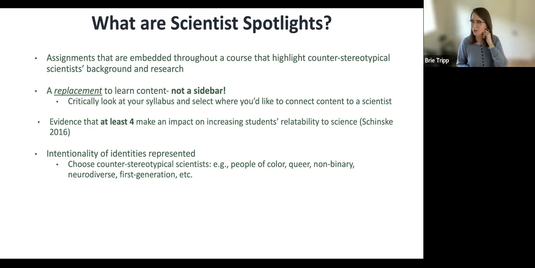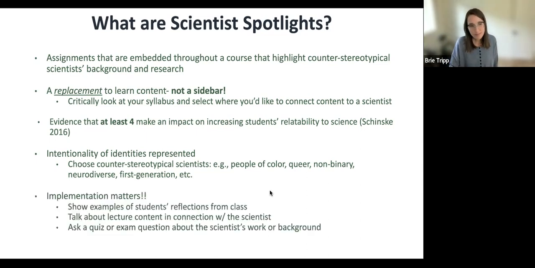So yeah, one of my colleagues did this, and they did all women across these different identities, but all women. And there was feedback from the men, like, I can't relate to any of these, you know? So just being thoughtful about the different types of identities that you represent. And then implementation super matters. I've already talked about this a little bit in terms of it being a replacement to learn content, not a sidebar. And I'll show examples again in a minute here with our data about why this is important.